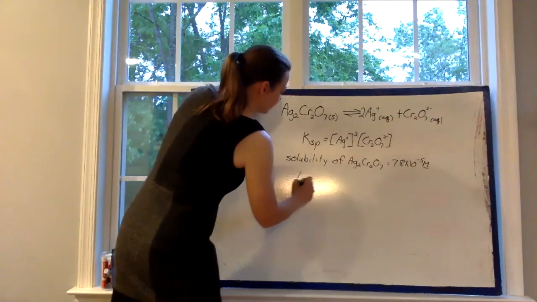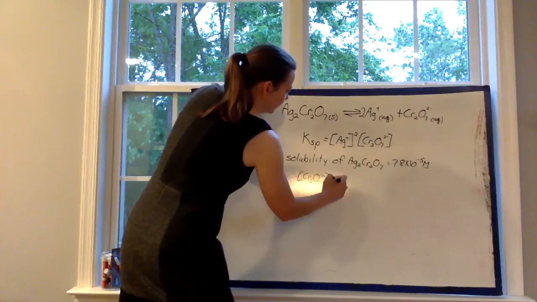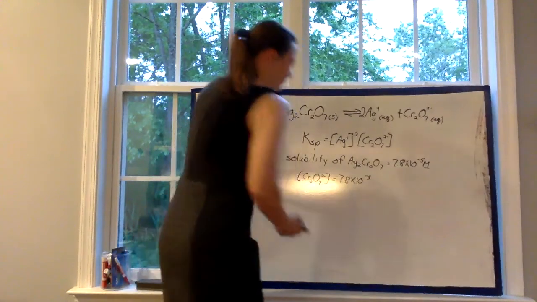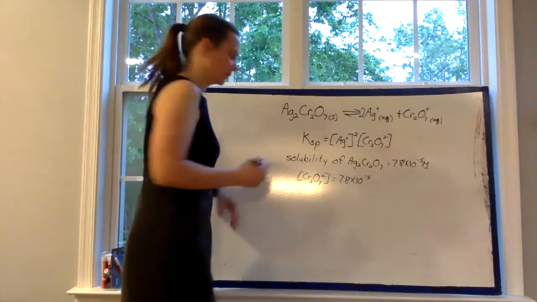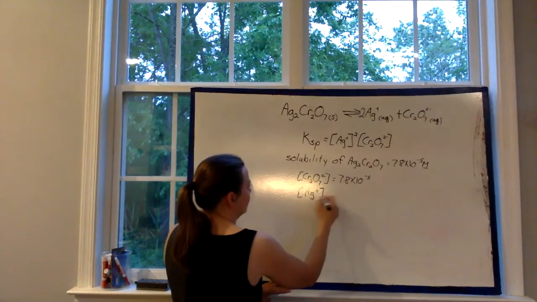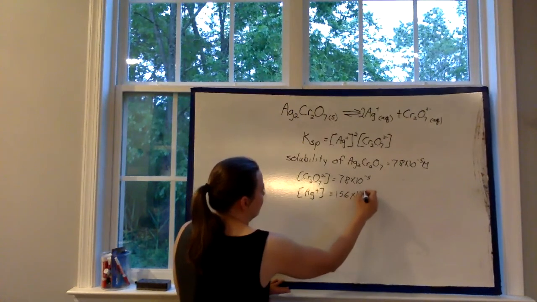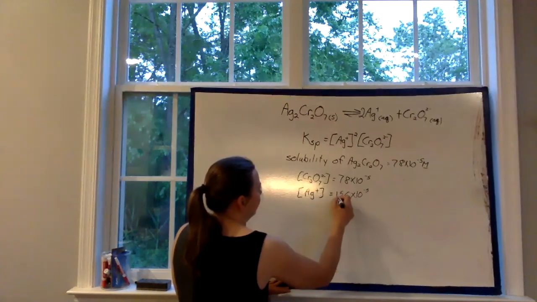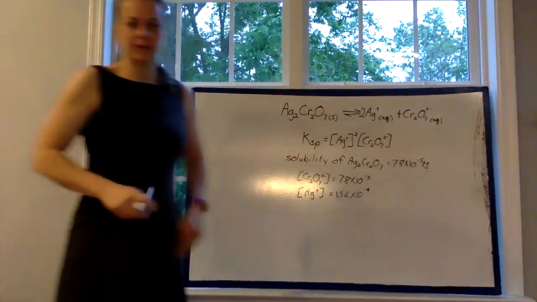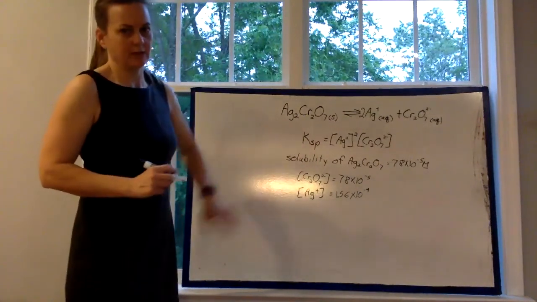So that means that the concentration of the dichromate ion is equal to 7.8 times 10 to the negative 5th. But the concentration of the silver ion is twice that. So it's going to be 15.6 times 10 to the negative 5th, or 1.56 times 10 to the negative 4. Okay, so now we know the concentrations, and we can just plug them into this KSP expression.